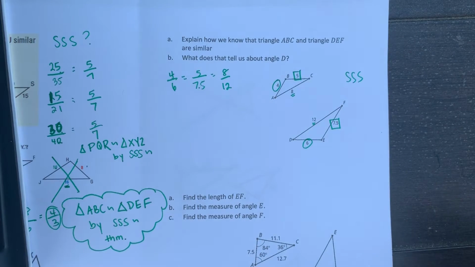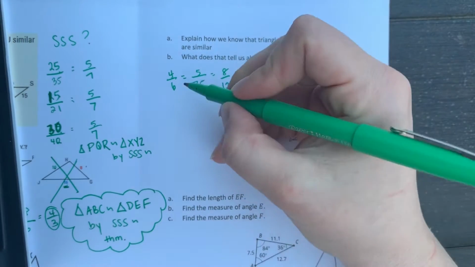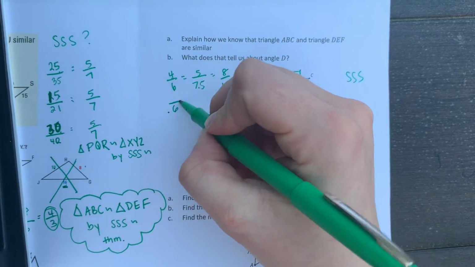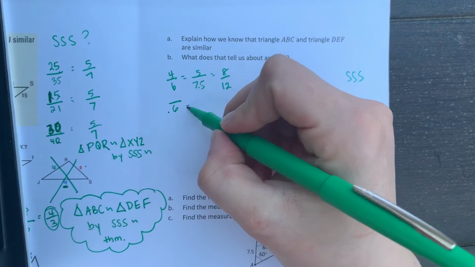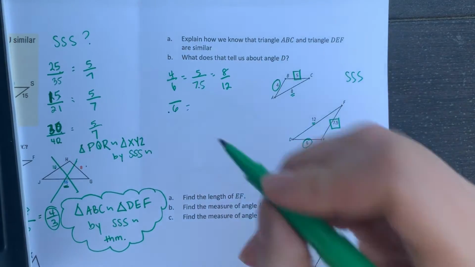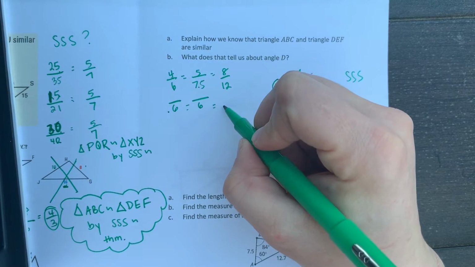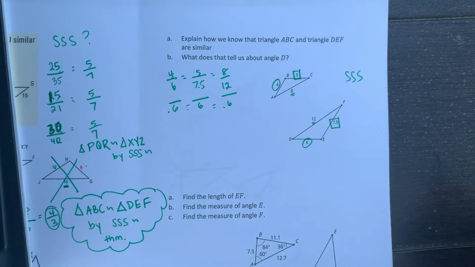If you're not good with reducing fractions, I would just say pop those into a calculator and you're going to get decimal answers instead, but that's okay. 4 divided by 6 is 2/3 or 0.6 repeating for those of you who like decimals. 5 divided by 7.5, same exact thing. And 8 divided by 12 is again the same thing.